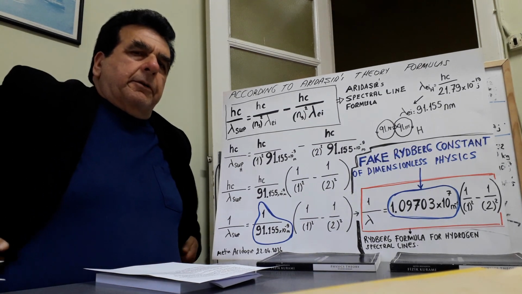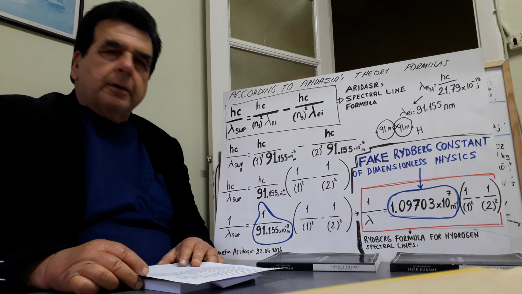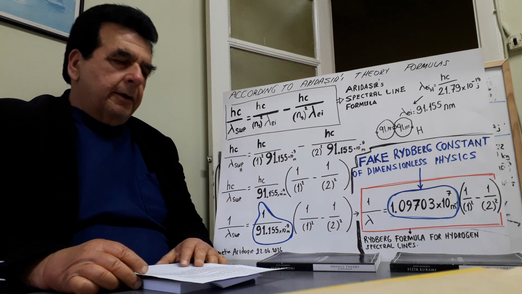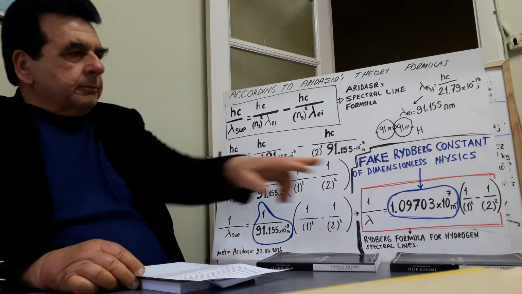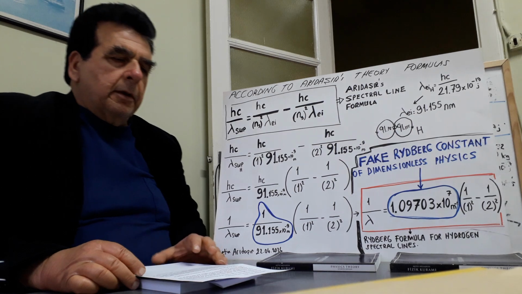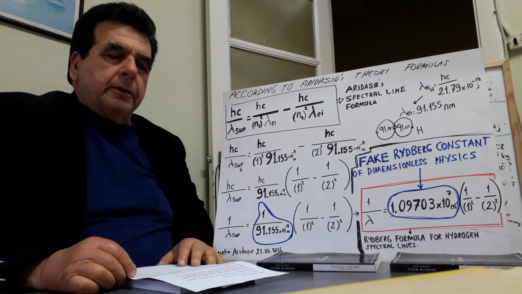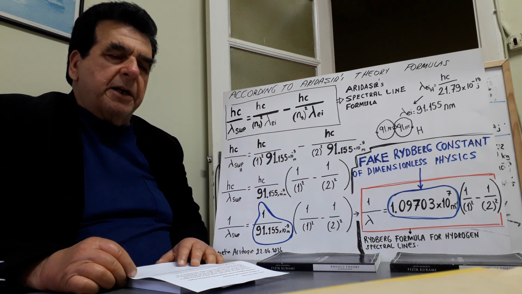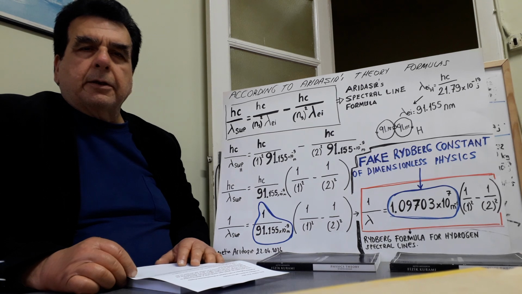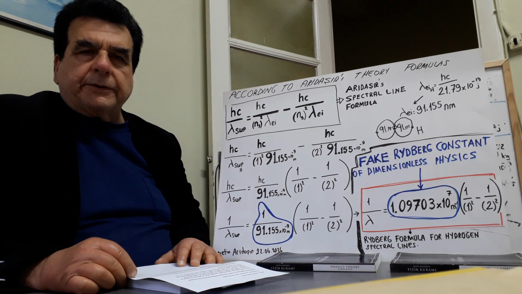According to my theory and my formulas, physicists' Rydberg is a fake constant of dimensionless accepted physics.